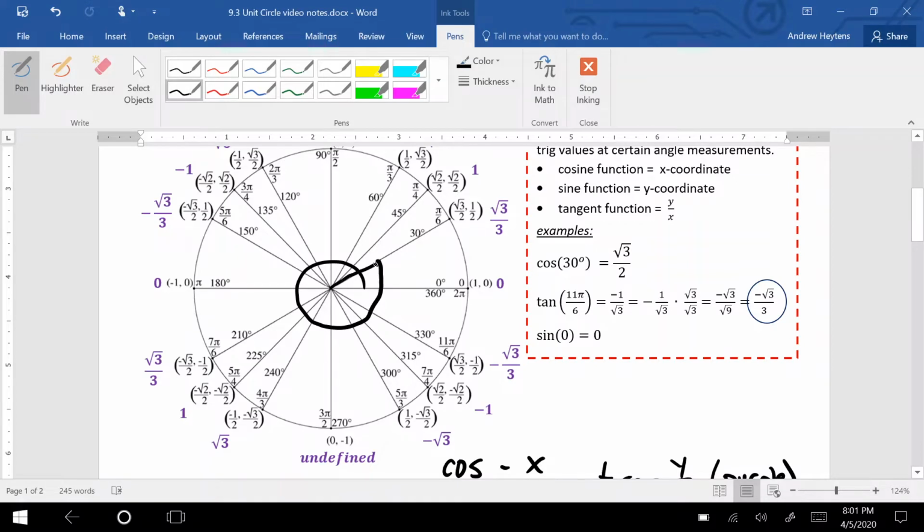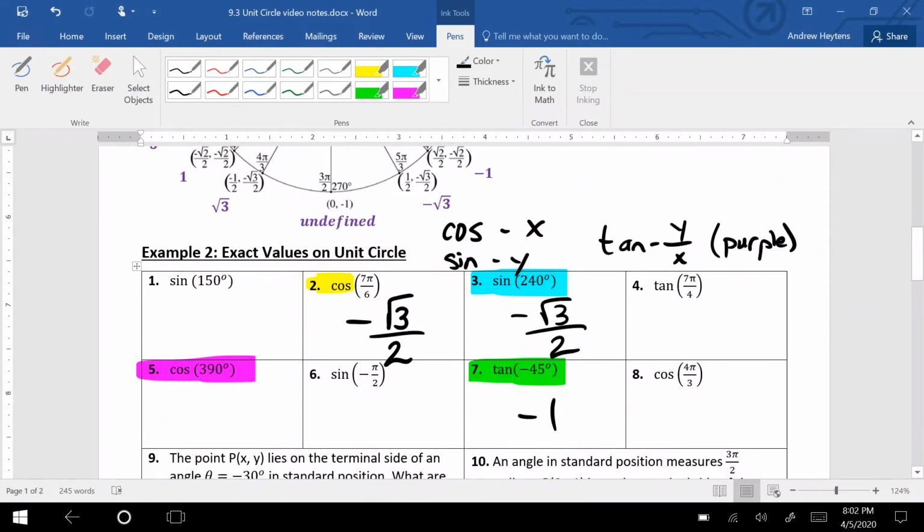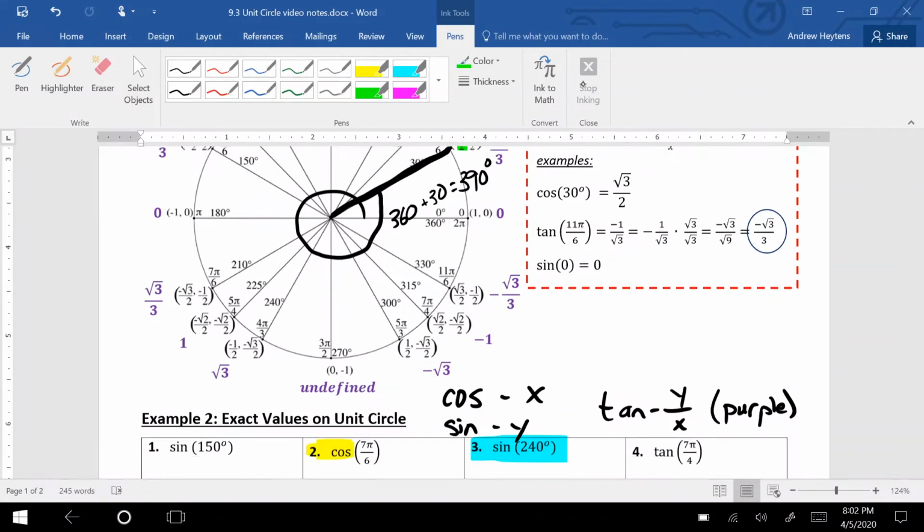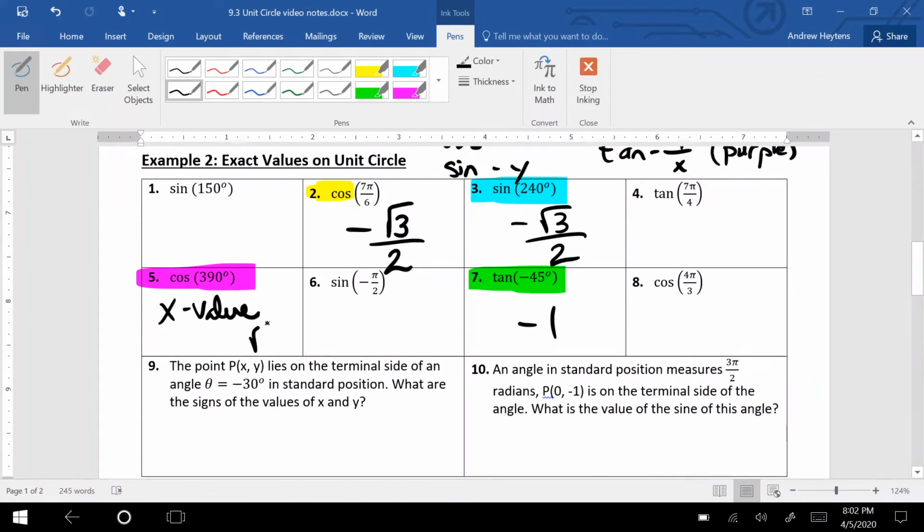Because if you stop right here, think about what I just drew. I drew a 360-degree circle plus another 30 degrees. And 360 plus 30 is 390. So I'm going to end up right here. This is 390 degrees. I am calculating cosine. Cosine is my x value. So I go to 390 degrees. I look at the x coordinate, which is square root of 3 over 2. And that is my cosine value.